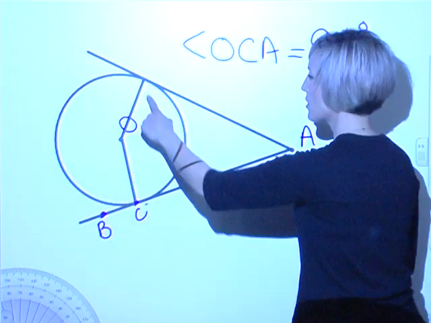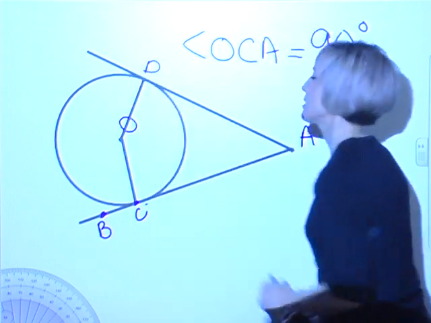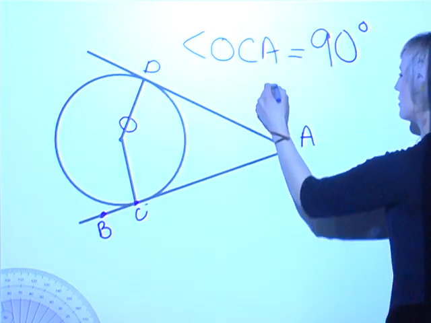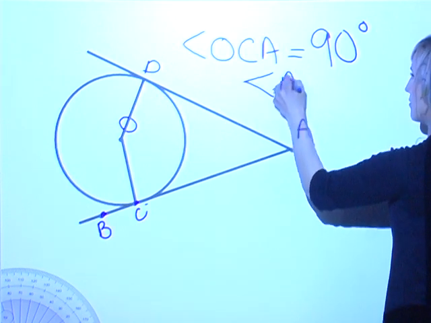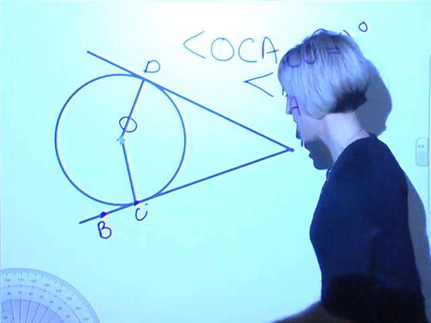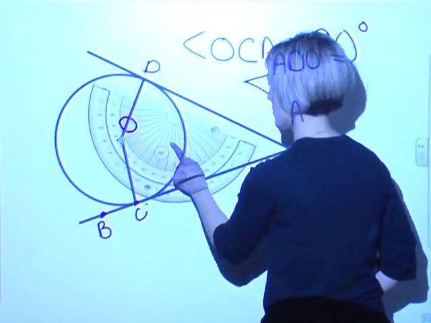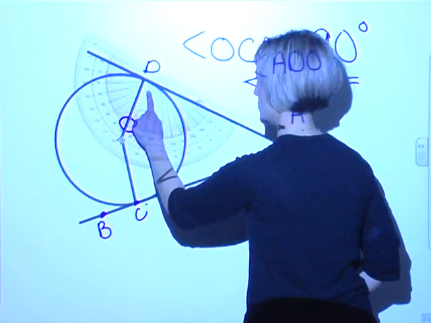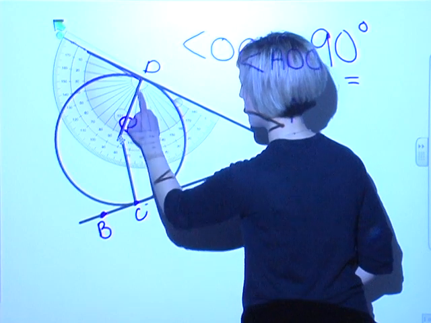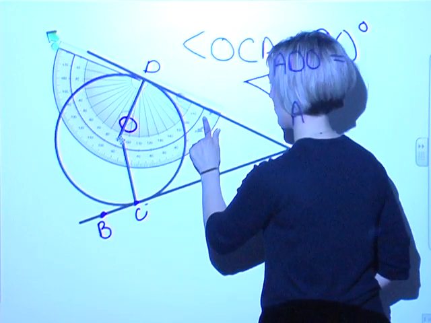Let's call this point D. Perfect. And you're asking me to measure angle ADO, or ODA. Either way is okay. So let's measure this again. Whoops, moving the line. Uh-oh. Okay, it's a little off.